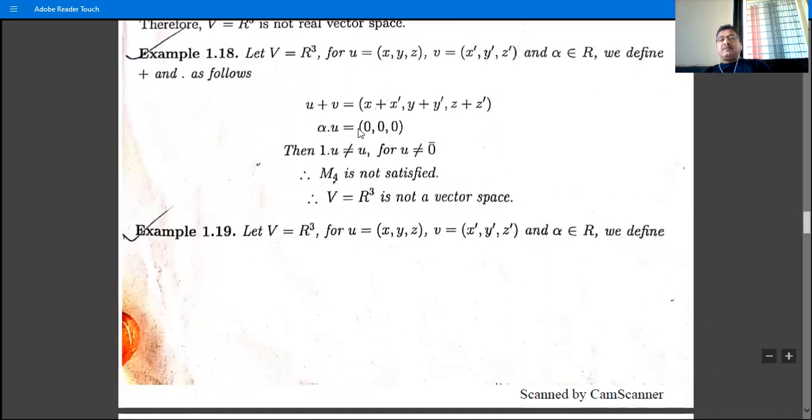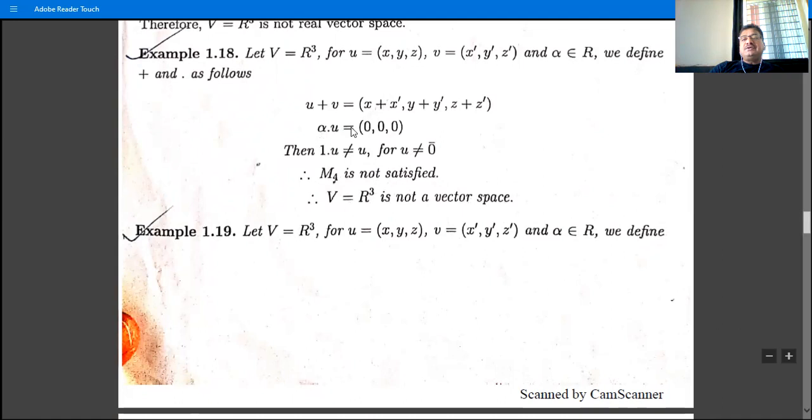Because 1 into u bar is 0 0 0. And what is u bar? U bar is 1 2 3. So 1 into u bar is 0 0 0, and u bar is 1 2 3, and these two are not equal, and therefore the M4 property is not satisfied for this set, and therefore V equal to R3 is not a vector space. So give the counter example.